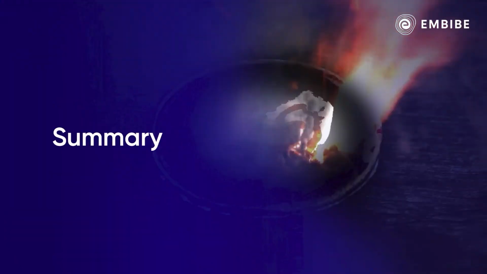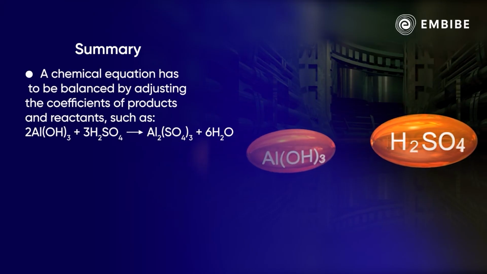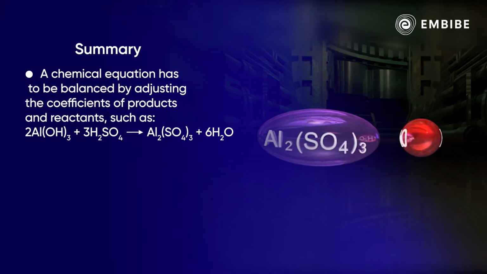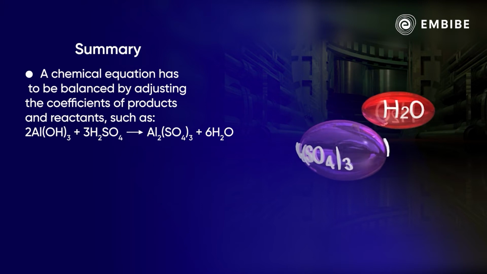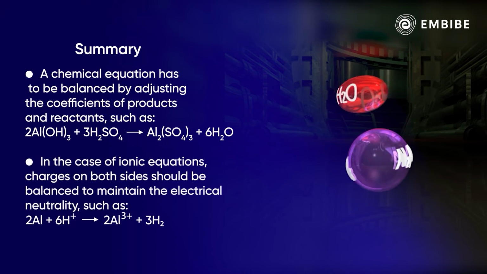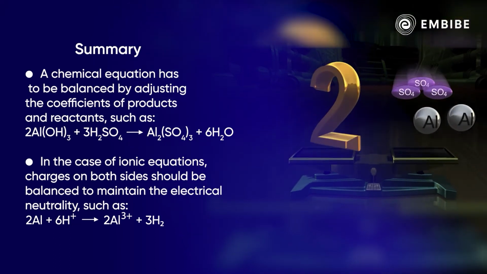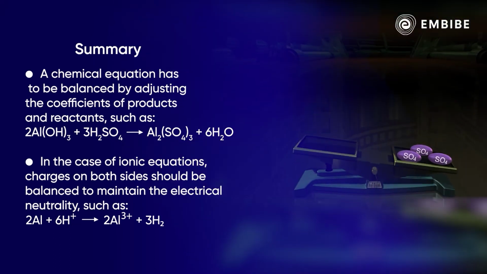To summarize, we have seen that the chemical equation has to be balanced by adjusting coefficients of products and reactants. In the case of ionic equations, charges on both the sides should be balanced to maintain the electrical neutrality.